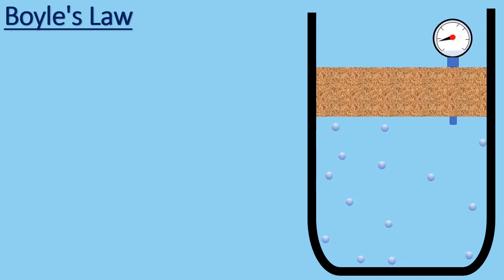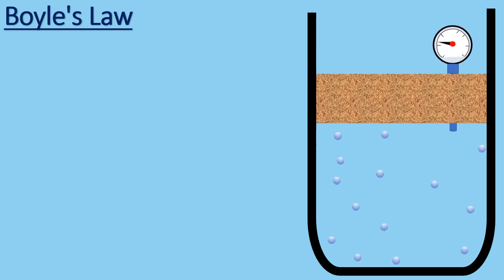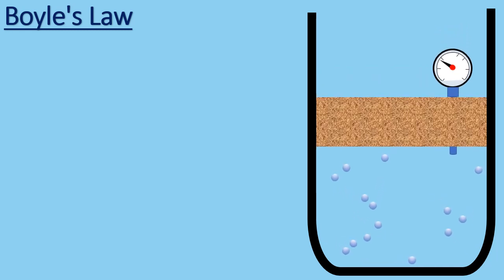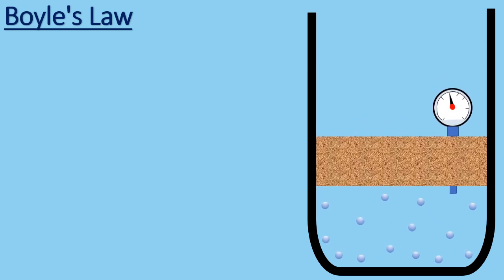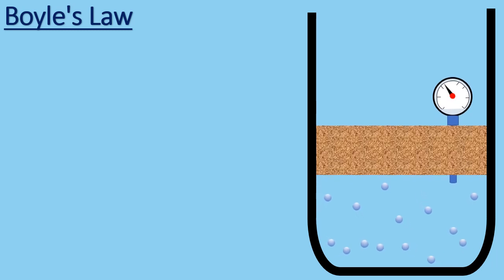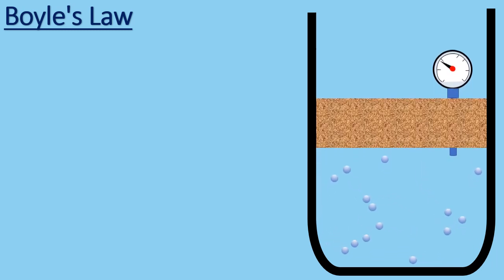When the piston is moved up to increase the container volume, the gas molecules move further apart from each other to fill all of the available container space, as seen in the illustration. Also, as the volume increases, the pressure decreases, and as the volume decreases, the pressure increases.